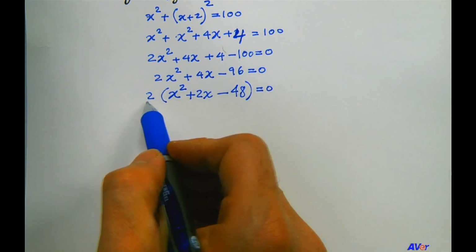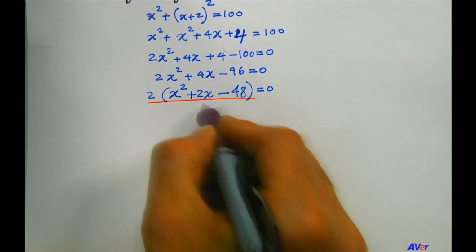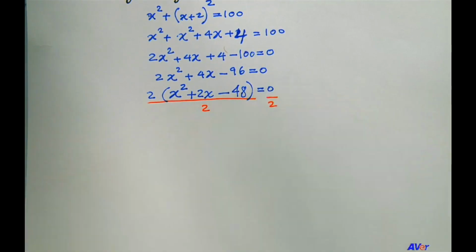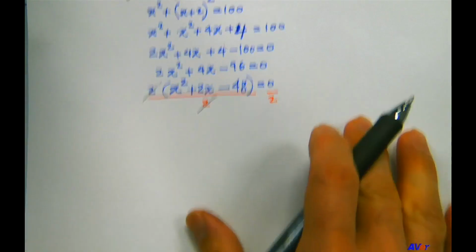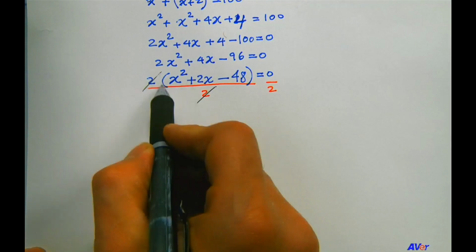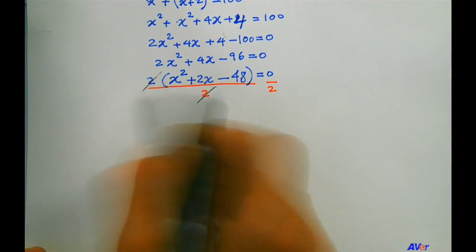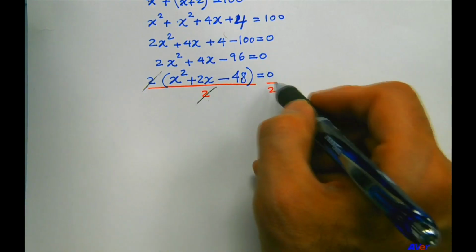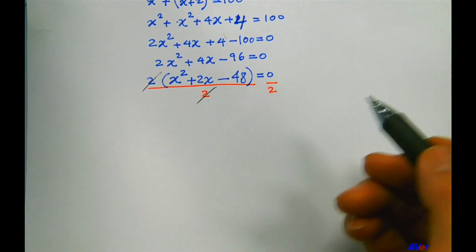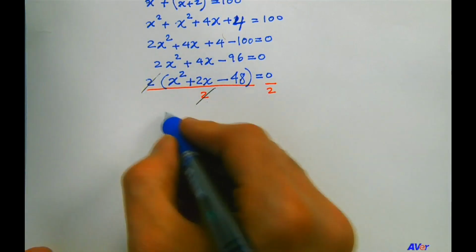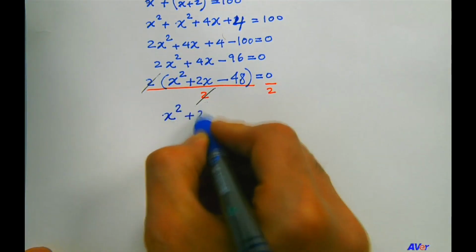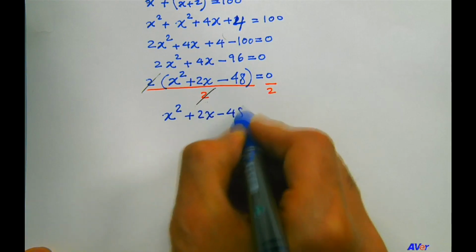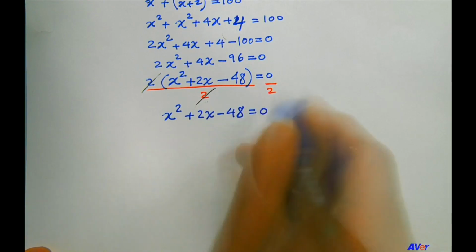Now, the other side is 0. This side has a factor. We can divide both sides by 2. What happens on the left is that these 2's cancel each other out because this is being multiplied, not added. This 2 is being multiplied, so it can get canceled with the 2 in the denominator. On the right, 0 divided by anything is 0, right? So we get this equation. We get x squared plus 2x minus 48 equals 0.